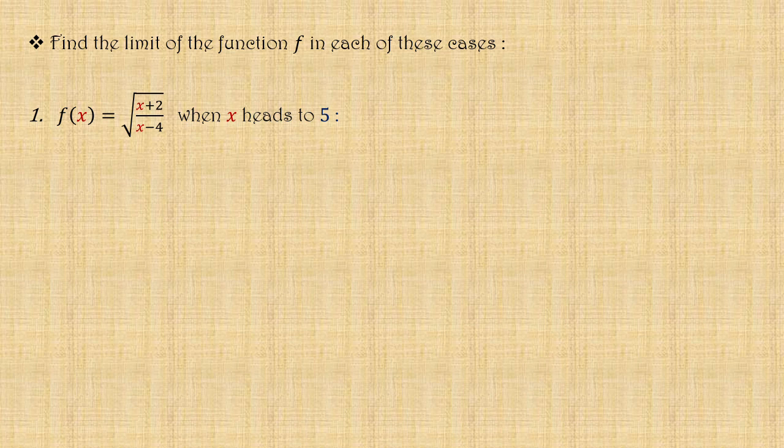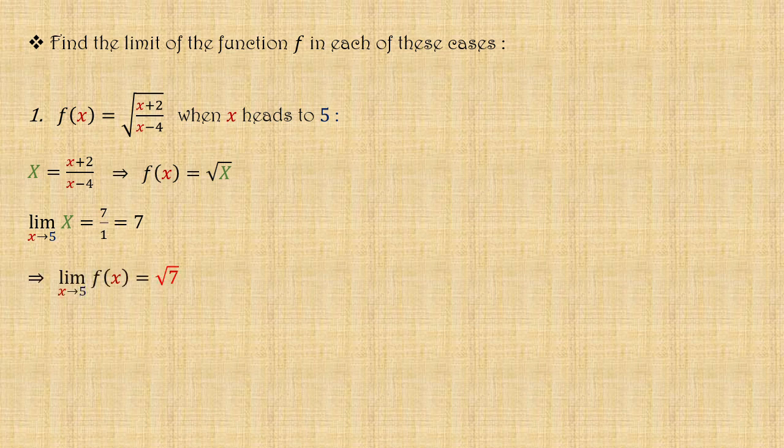So, as in this case, f(x) equals the square root of (x + 2)/(x - 4), we will note as capital X the fraction (x + 2)/(x - 4). So f(x) would be equal to the square root of capital X. Now as the limit of capital X, which equals the fraction (x + 2)/(x - 4), when x heads to the number 5, equals 7 over 1, which equals 7, we deduce that the limit of the function f(x), when x heads to the number 5, equals the square root of 7. Now let's move on to the second case.